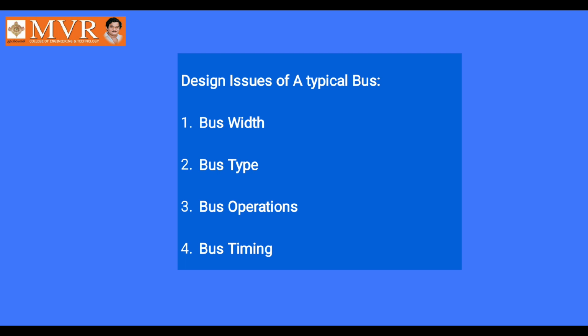Bus timing means whether it is a synchronous bus or asynchronous bus. I told you synchronous bus, asynchronous bus. What do you mean by synchronous and asynchronous? Synchronous means if you are transferring data between two devices of the same speed, meaning they are serial components, serial ports, then it is called synchronous.